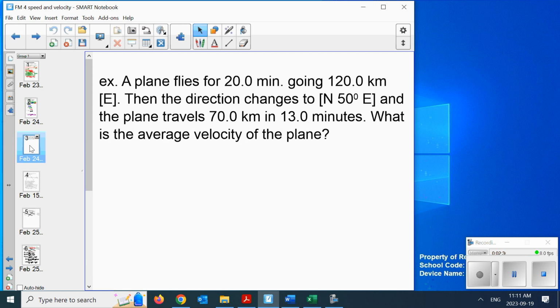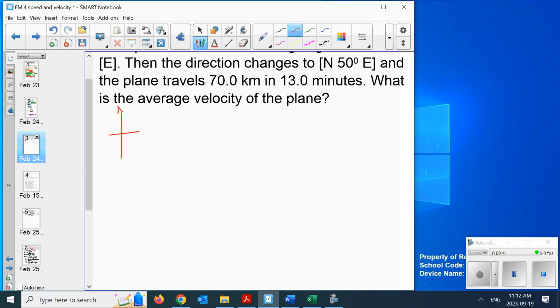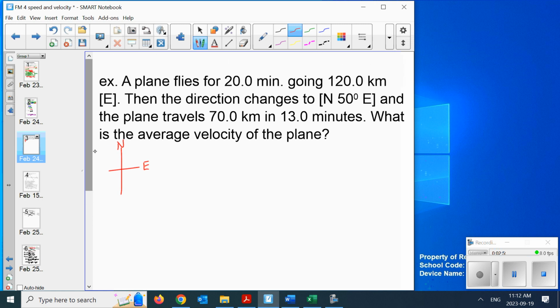So let's go. You need a sketch. For my sketch, I'm going to use north as up. I'm only going to put the positive directions on it, and we understand west to be the negative, so I don't usually write that down. I usually just put north down. 20 minutes going 120 kilometers. I'm going to draw that east.